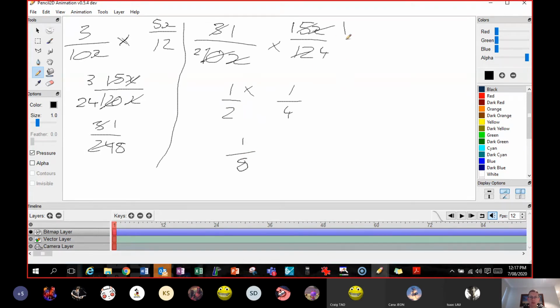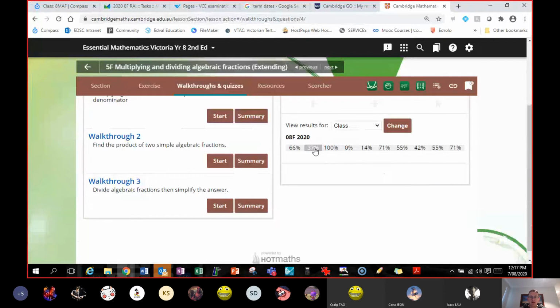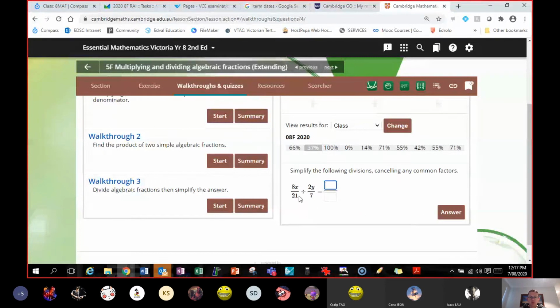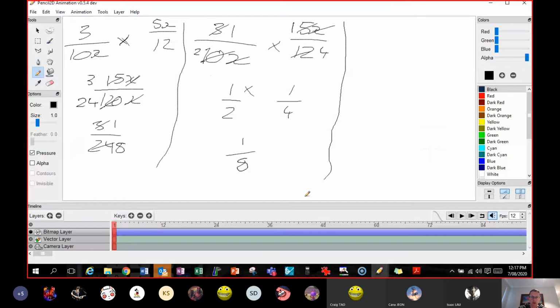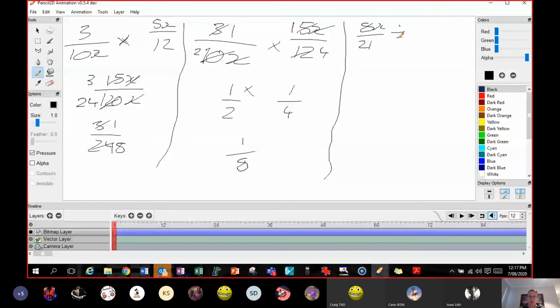That is a lot easier to do. So I would always cancel down first before I do multiplication, because I really don't like simplifying big things and I prefer to make it easier. So something like this, we'll do the same thing, except we're going to flip it first, and then we're going to do the same cancelling down. So it's 8x on 21, and we're going to divide it by 2y on 7.